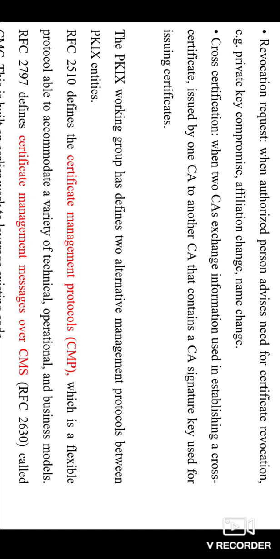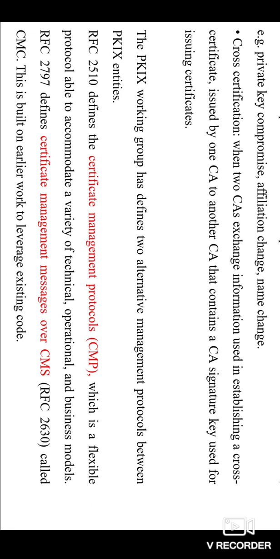So if the end entity's certificate is compromised or his private key is compromised or his affiliation is changed, or if the name of the subject is changed, then you can give the request for certificate revocation. Then cross certification, that is, it involves two certificate authorities. They exchange the information. By exchanging the information, they are cross verifying, they are cross certifying one another. So that's about the management functions.